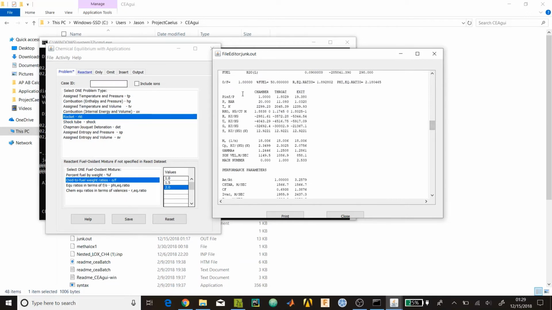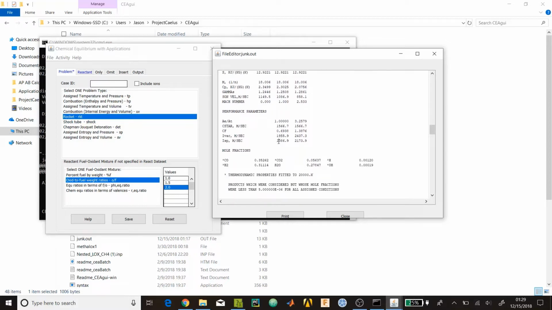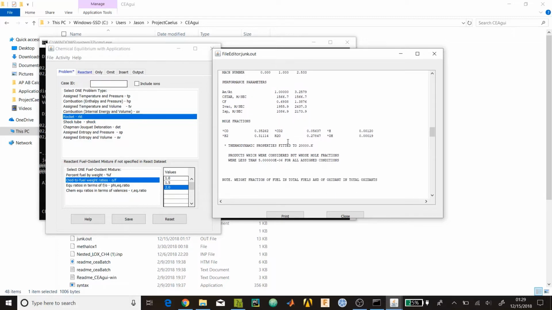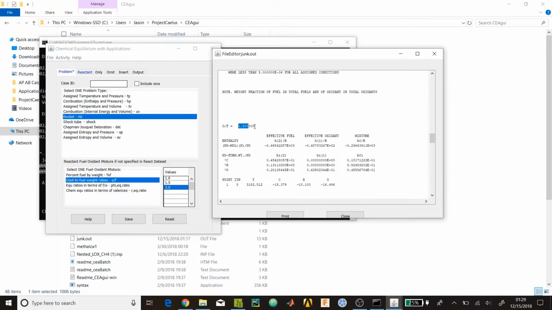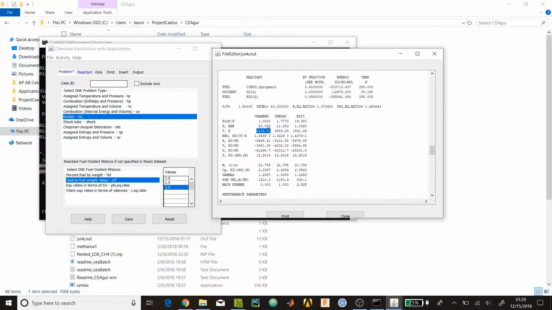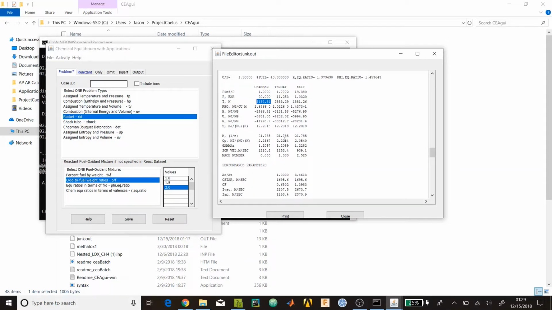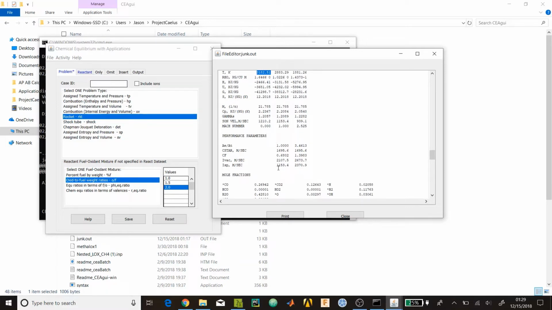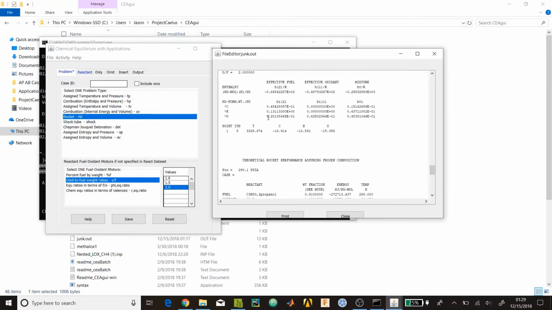So as you've seen before, 1.0 gives you 2300 Kelvin, 1087 ISP, and then you go to 1.5. Now it's computing for 1.5. You get much higher combustion temperature. This is closer to stoichiometric. You get a lot more energy release, and you get a lot higher specific impulse. So that's good, but let's keep going.